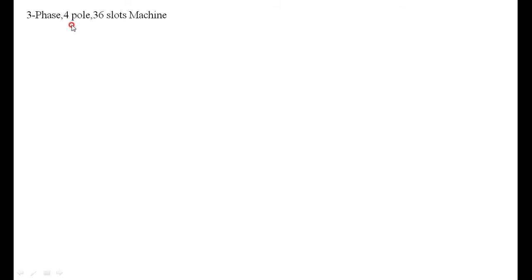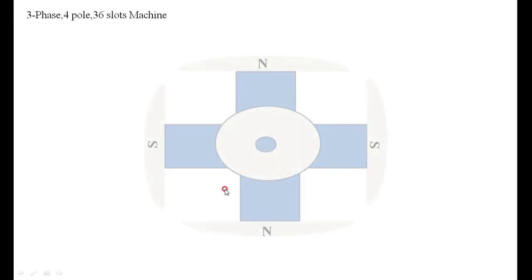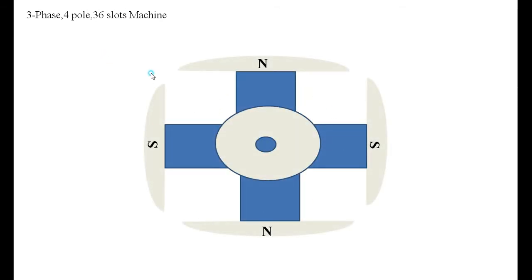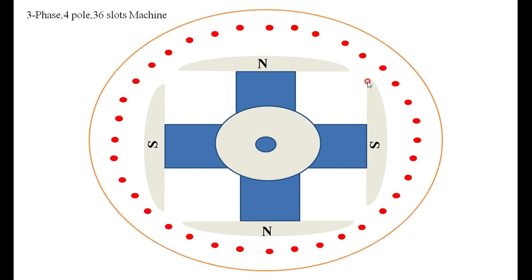I have a 3-phase, 4-pole, 36 slot machine. Here I have 4 poles, and 36 slots are uniformly distributed in the periphery of the armature. These 36 slots I am distributing for 4 poles. Therefore, the number of slots per pole is 36 divided by 4, that is 9. We can observe here the change in the color of the conductors.